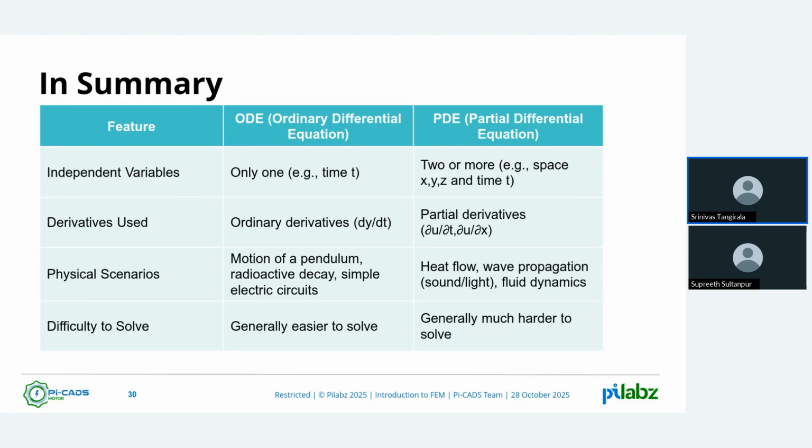Derivatives used in an ordinary differential equation are represented by dy by dt. The rate of change of displacement with respect to time is the velocity, right? So that is represented by dy by dt. And partial differential equations are represented by the del symbol, which is actually a Greek letter: ∂u/∂t, or ∂u/∂x, or ∂u/∂y. All those are rates of change of whatever u is, any quantity. It could be heat, magnetic flux, electric field, magnetic field, anything. So that change of the quantity with respect to time or space is given by the partial derivatives.